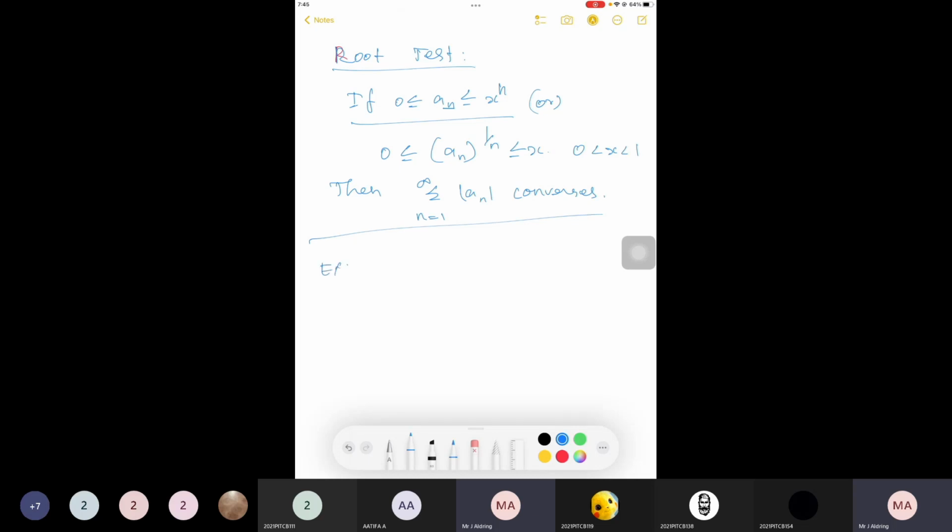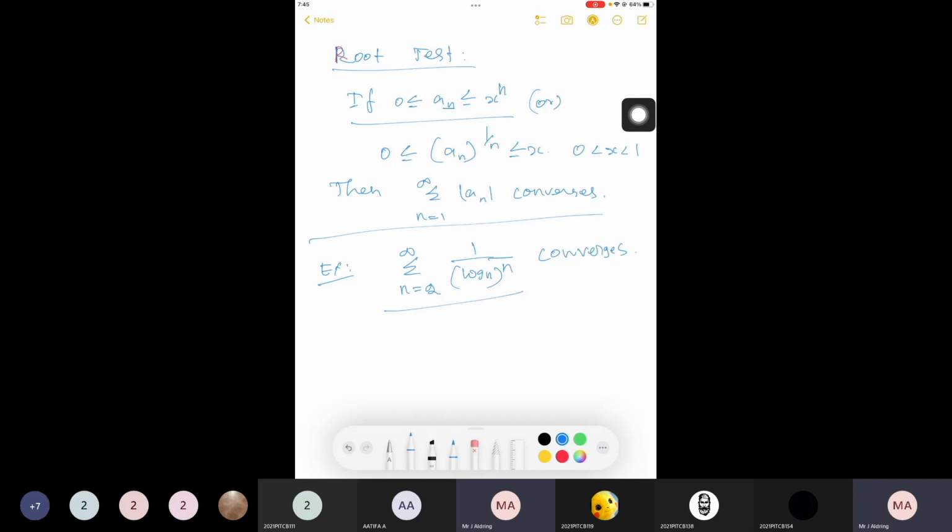First example: summation n equal to 2 to infinity of 1 by (log n) power n. So it converges. We can say that the series converges. I will explain the reason here.